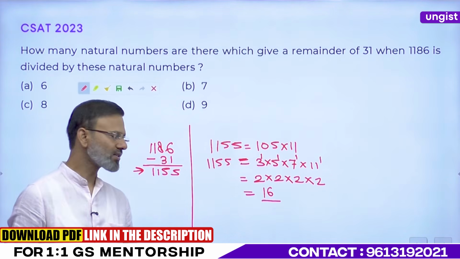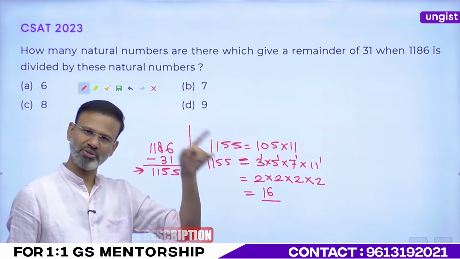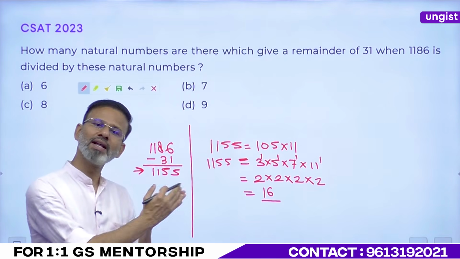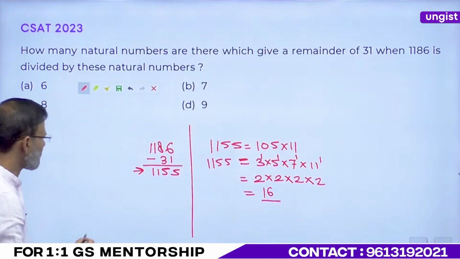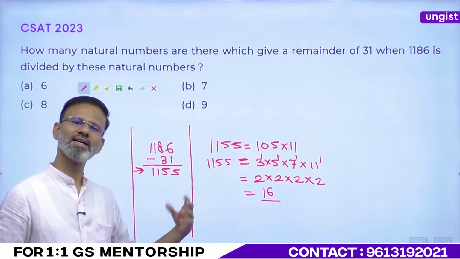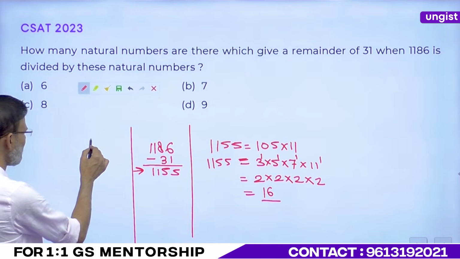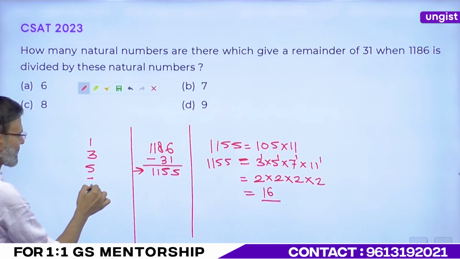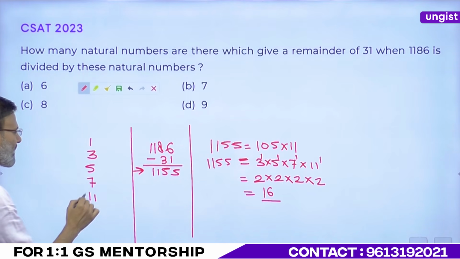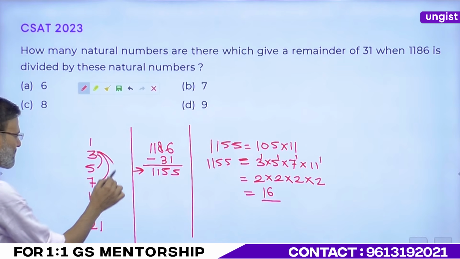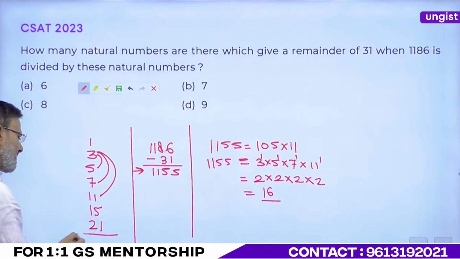Now, how many factors are greater than 31, that we have to check. For that, you can subtract the factors which are less than 31. So just check, how many factors of 1155 are less than 31? Definitely 1 is a factor, and 3, 5, 7, 11. These are the 5 factors. Then the product of two, this is 15, and the product of two, this is 21, and then the product of two is 33. 33 is greater than 31.